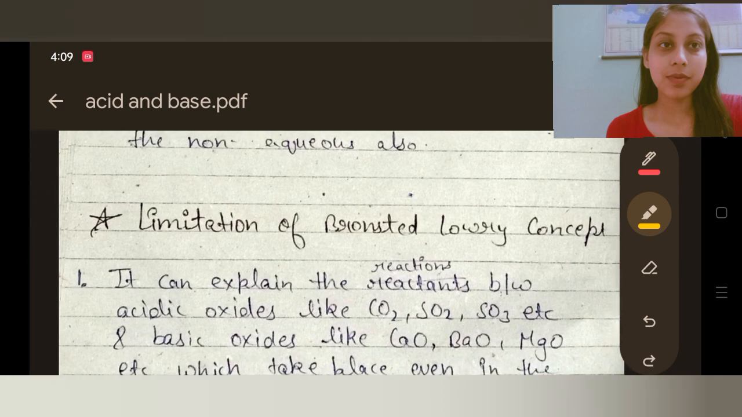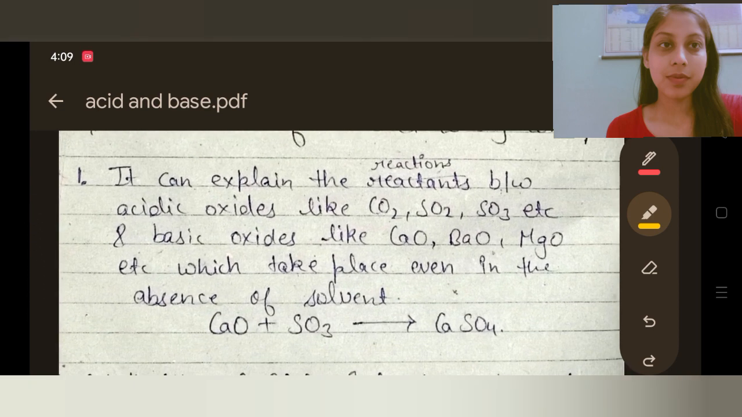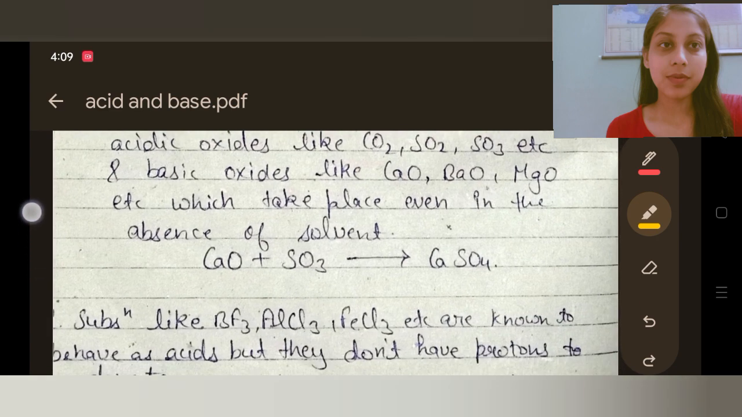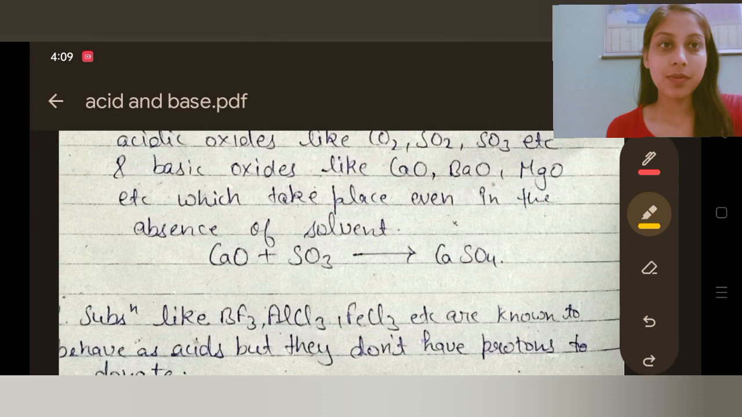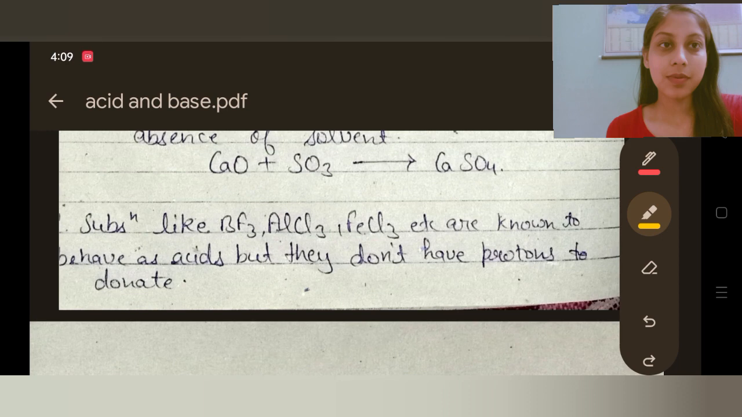Now, there are some limitations of the Bronsted-Lowry concept. First, it cannot explain the reaction between acidic oxides like CO2, SO2, SO3 and basic oxides like CaO, BaO, MgO, etc., which take place even in the absence of solvent. Example, CaO plus SO3 gives CaSO4. Now, substances like BF3, AlCl3, BeCl2, etc. also behave as acids, but they don't have a proton to donate.